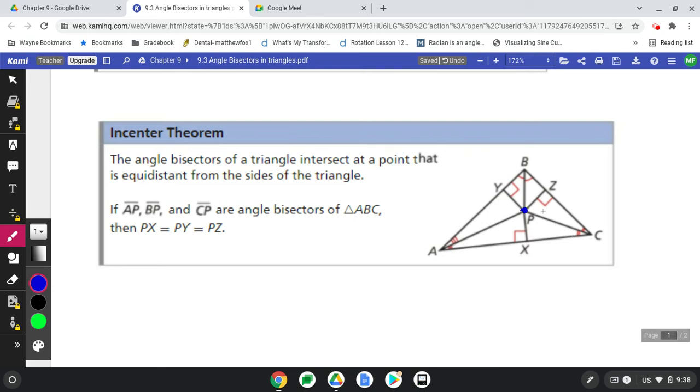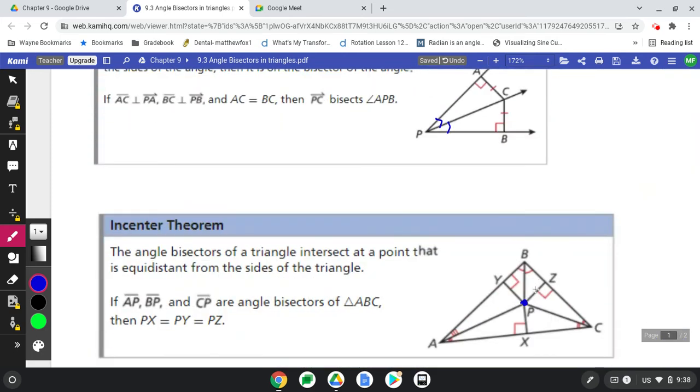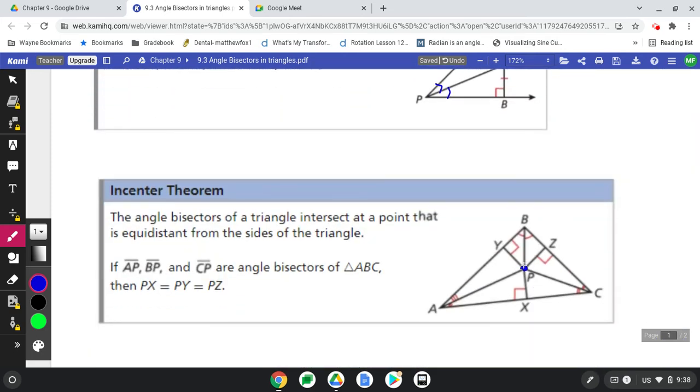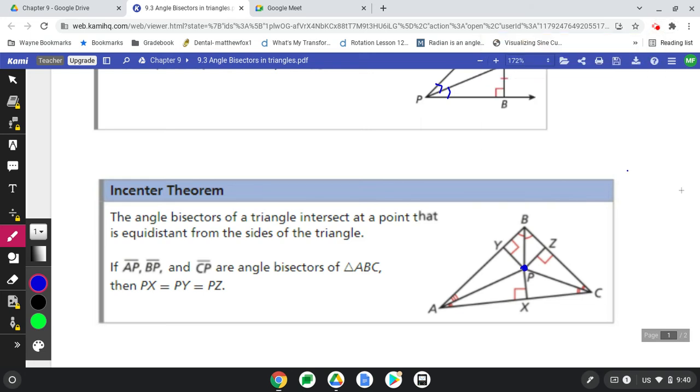Now, with our circumcenter, what we were talking about up here, the circumcenter is equal distance from each of the vertices, okay, each of the angles. With our incenter, it is instead equal distance from each of these sides, okay? So it will be an equal distance from each of those sides. All right, so as we said, though, the incenter, unlike the circumcenter, is equal distance from each of these sides, okay?